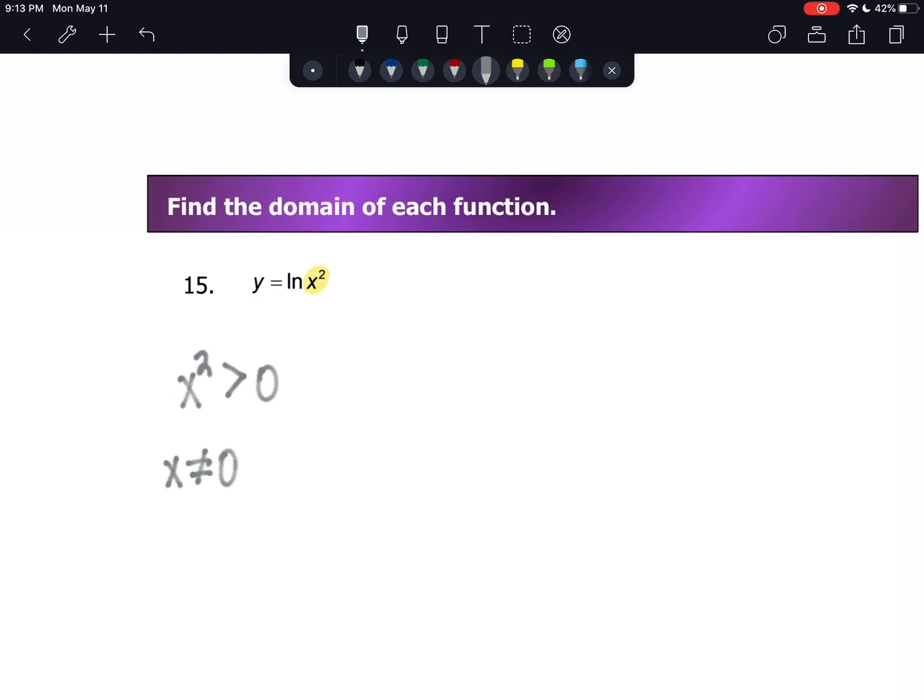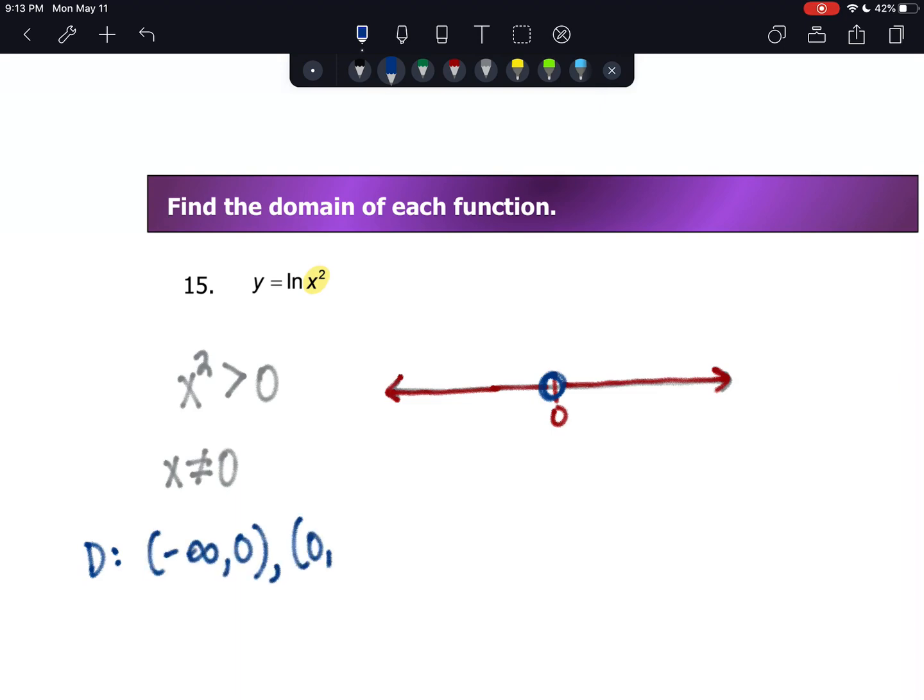It's equal to 0. Therefore, on a number line, I would have all my negative values, all my positive values, but the value that's not allowed is 0. So the domain would be negative infinity to 0 and 0 to infinity. And that would all be with parentheses so that 0 is not included.